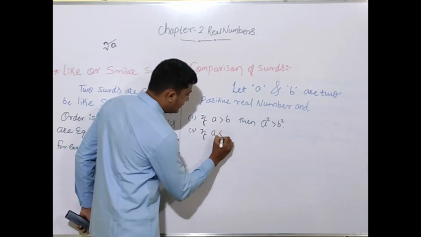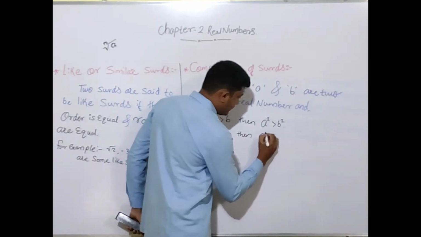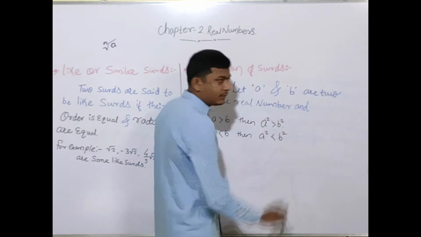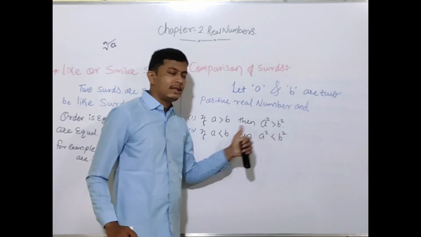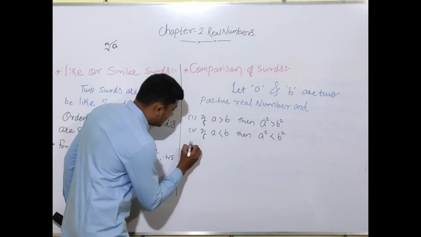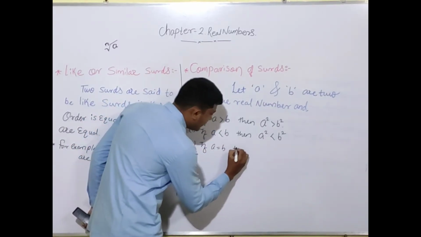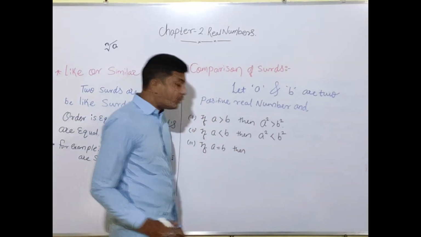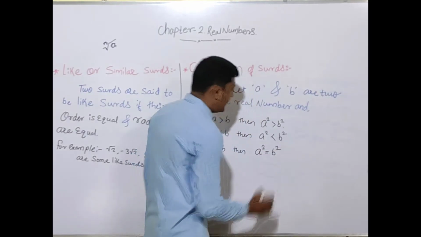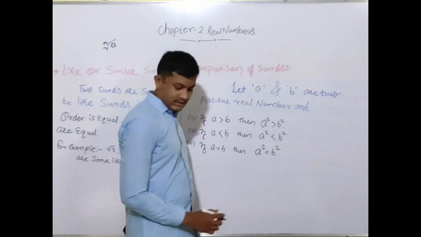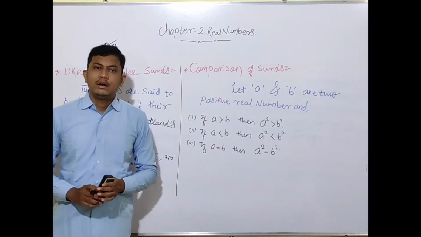if a is less than b, then a square will also be less than b square. If b is greater than a, then b square will also be greater than a square. And the last, that is third, if a equals b, then if we take the square on both sides, the terms should also be equal, that is a square equals b square. These are all three cases where comparison of surds varies.